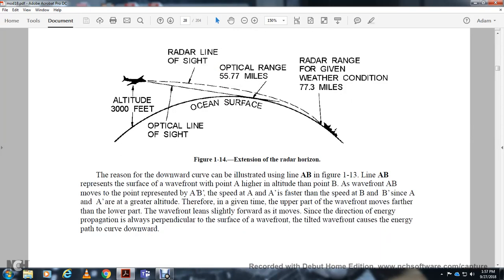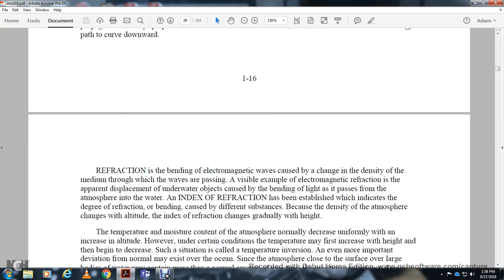The reason for the downward curve is illustrated with figure 113. The line A and B represents the surface of the wavefront, with point A at a higher altitude than point B. The speed at A is faster than the speed at B, since the altitude of A is greater. Therefore, in a given time the upper part of the wavefront moves farther than the lower part, and the wavefront leans slightly forward. The direction of propagation is always perpendicular to the surface of the wavefront, so the tilted wavefront points the energy in a curve downward.